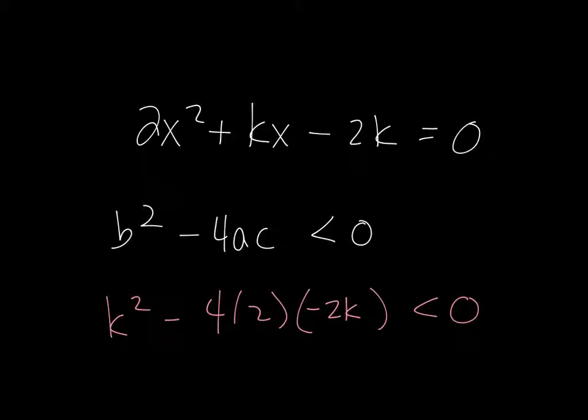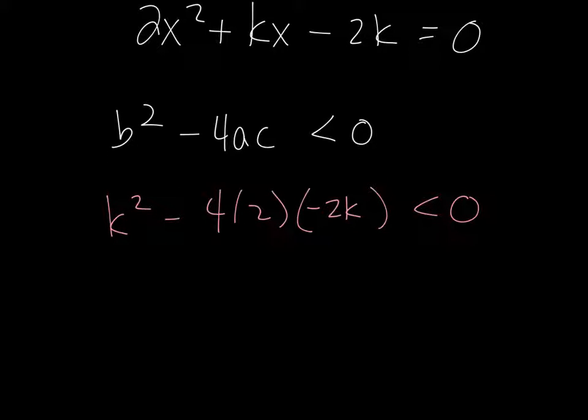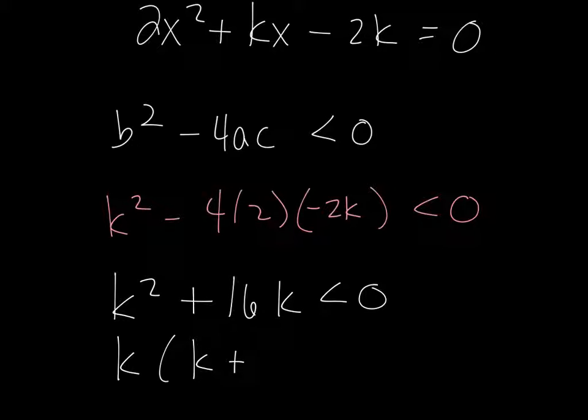And then we have to go about solving this. It looks like it's tough, but it's not, because we're going to be able to take out a greatest common factor. We're going to get k squared. It's going to be plus 4 times 2 is 8 times 2 is 16. 16k less than 0, which is k plus 16 less than 0. See, the GCF is k in this problem here?